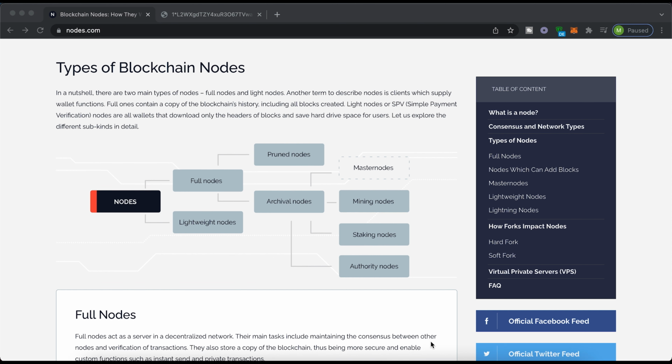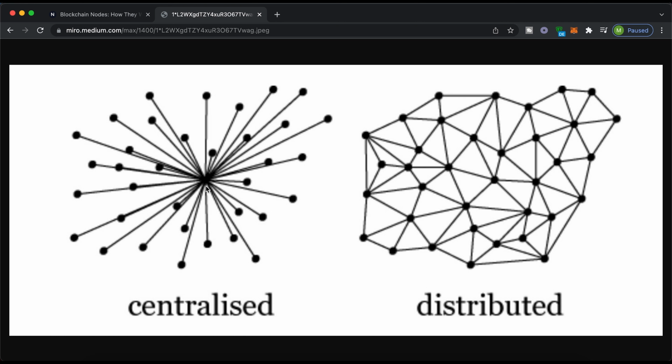So first, what are nodes? Nodes are a server on a decentralized network. If you guys don't know, I have a nifty little graph right here just to show you guys. So on a centralized network, this would be right here.